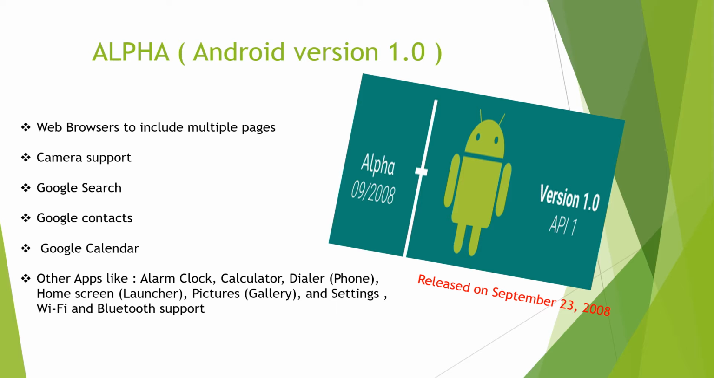Google Search was also added, which helped users to search the internet and other phone applications which are installed. Google Contact helped in synchronizing with the People application, and Google Calendar helped in synchronizing with the Calendar application. Apart from these, there were other apps like alarm clock, calculator, dialer, home screen launcher, pictures, gallery, and settings for Wi-Fi and Bluetooth support added. So Alpha was the basic version, and all the basic features like gallery, calendar, contacts, camera, all of these support was added in this version itself.